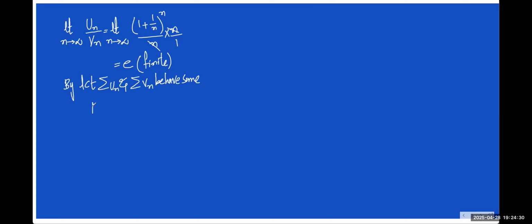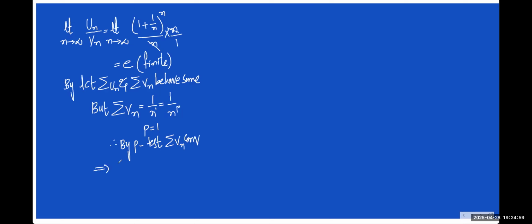But summation vn is equal to, that concept we have already done many times. That is comparing with 1 by n power p. Since here n is to the power 1, it means that the p value is 1. So by the p test, summation vn is convergent. So by the above statement, we say that summation un is also convergent.